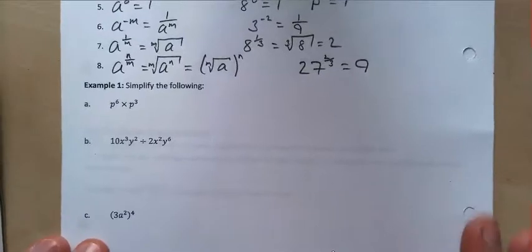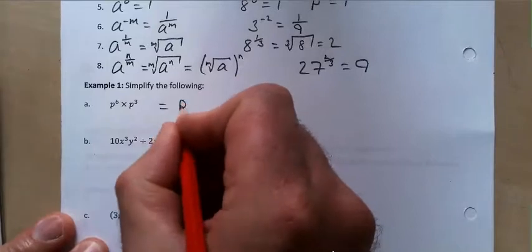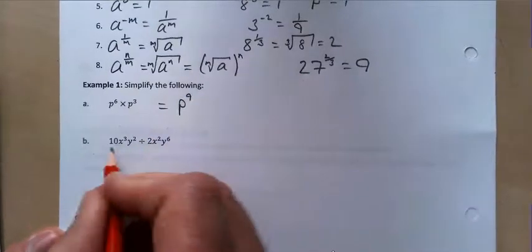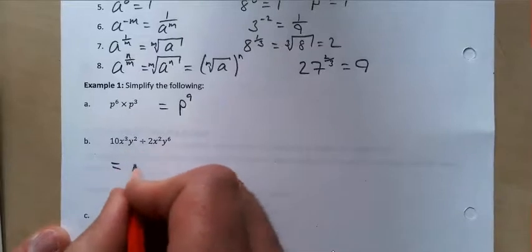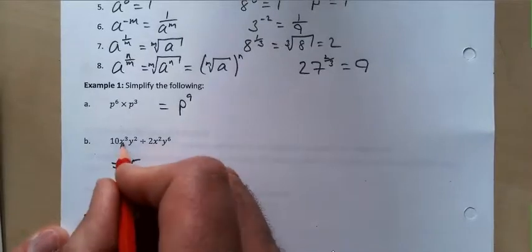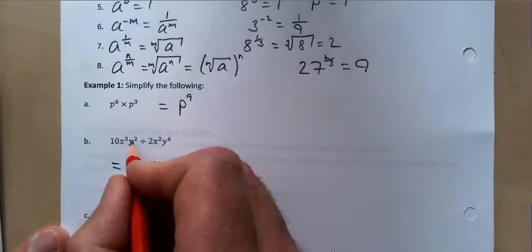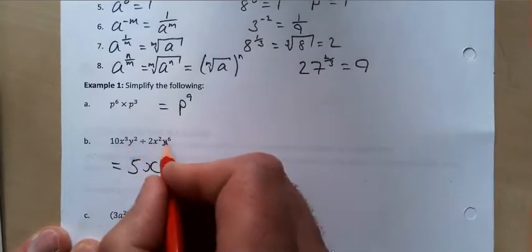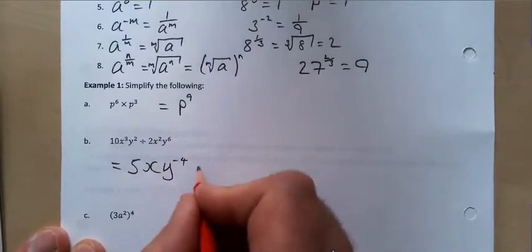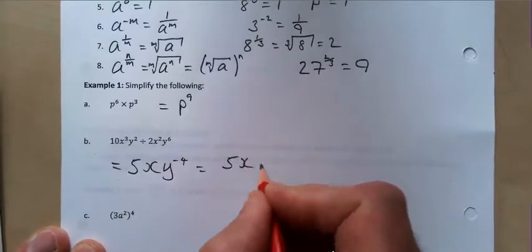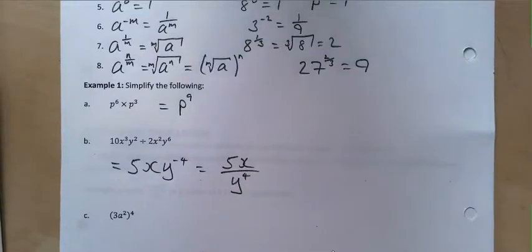So p to the power of 6 multiplied by p to the power of 3, that's going to give us p to the power of 9. Here I would just take each bit and do it separately. The numbers is going to give us 5. X cubed divided by x squared just gives us x. Y squared divided by y to the power of 6 gives us y to the power of minus 4. Some people might want to see this written as 5x over y to the power of 4. That would be the same thing there.